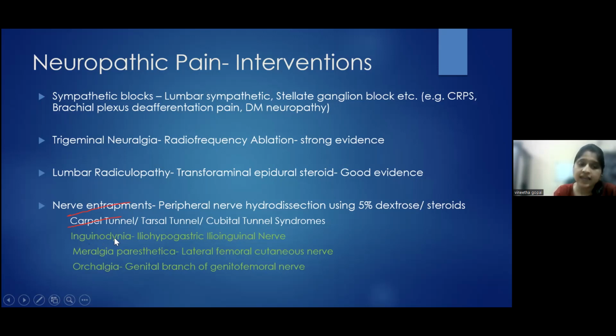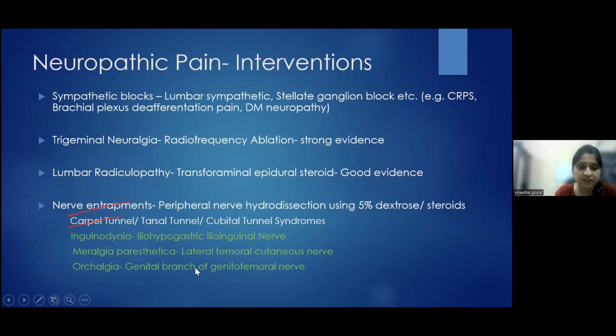because surgeons cannot do anything. Inguinalodynia commonly happens after multiple inguinal hernia surgeries. Iliohypogastric, ilioinguinal nerve entrapment occurs. Then for meralgia paresthetica, it is lateral femoral cutaneous nerve entrapment. And for orchialgia, it is genital branch of genitofemoral nerve entrapment.